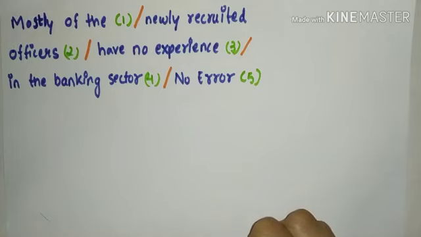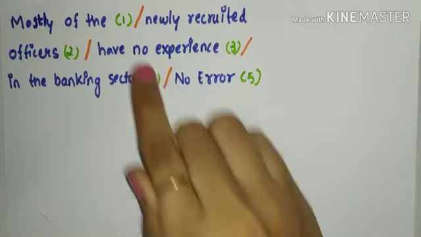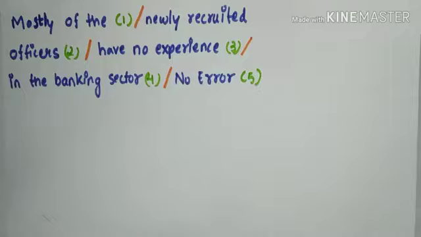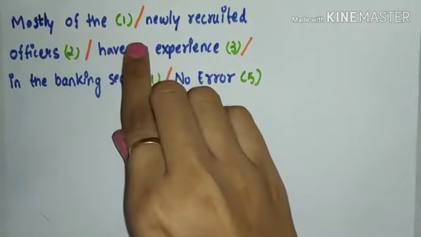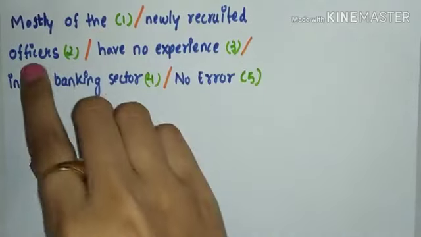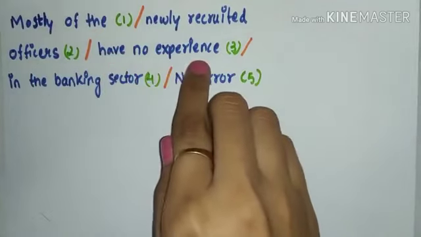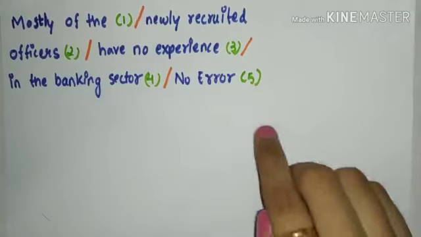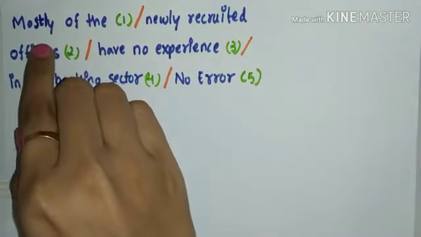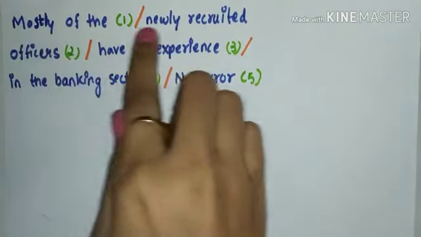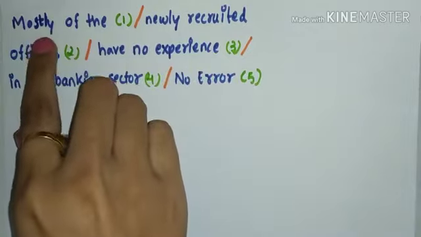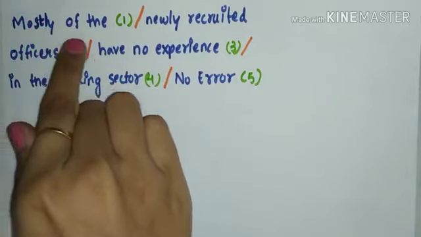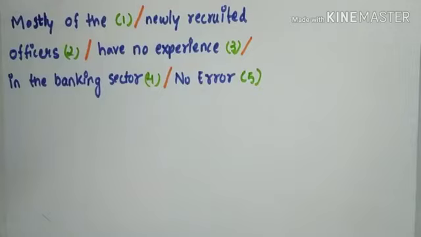So here is our next example. What we are going to do first is read the sentence. Mostly of the newly recruited officers have no experience in the banking sector. And the fifth option is no error. I can clearly see that something is wrong with the very first part. It cannot be "mostly of the newly recruited."